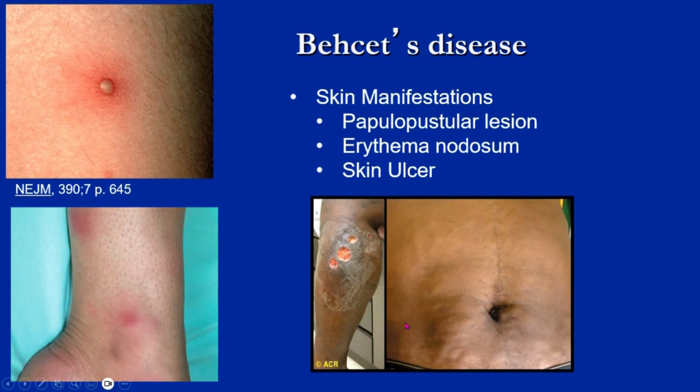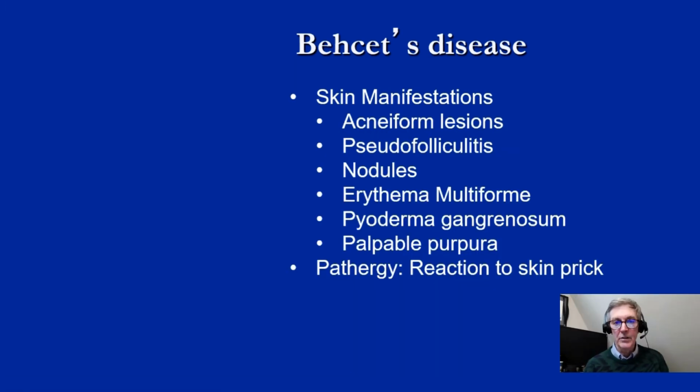They can have skin involvement. And what we see here is a little pustular or acneiform lesion. They can have an erythema nodosum type of picture, and they can even have a pyoderma gangrenosum type picture with ulceration of the skin. Other conditions that can occur include nodules, erythema multiforme, palpable purpura, which we've encountered before.